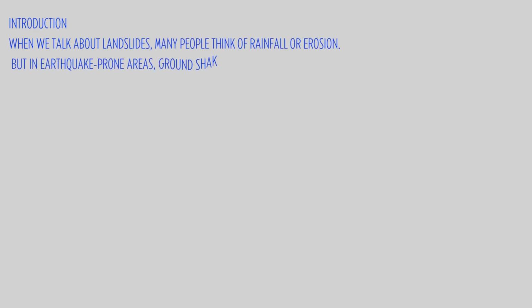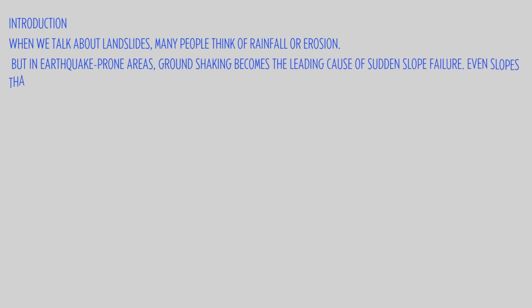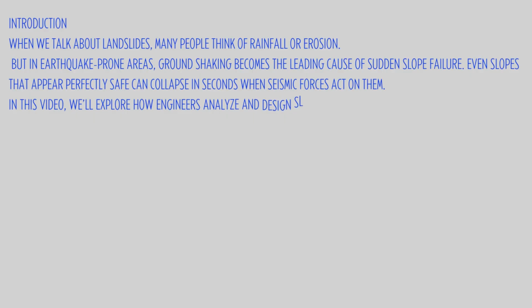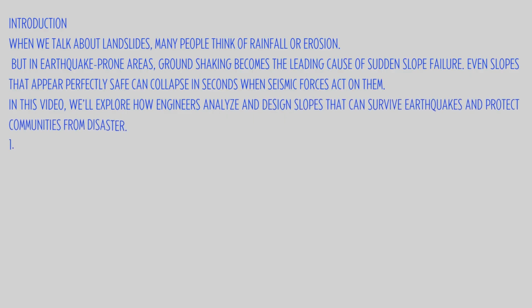Introduction. When we talk about landslides, many people think of rainfall or erosion. But in earthquake-prone areas, ground shaking becomes a leading cause of sudden slope failure. Even slopes that appear perfectly safe can collapse in seconds when seismic forces act on them. In this video, we'll explore how engineers analyze and design slopes that can survive earthquakes and protect communities from disaster.